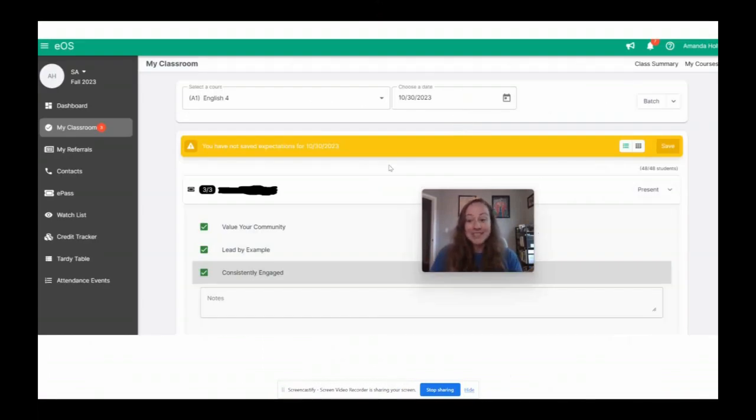And so hopefully this is what you all look like every day, because you're always going to value your community, you're always going to lead by example, and you're always going to consistently engage. If you have questions about EOS or how your teachers are going to use it, reach out to them. We are all happy to discuss what we are going to look for in our specific classes in order for you all to get these points.